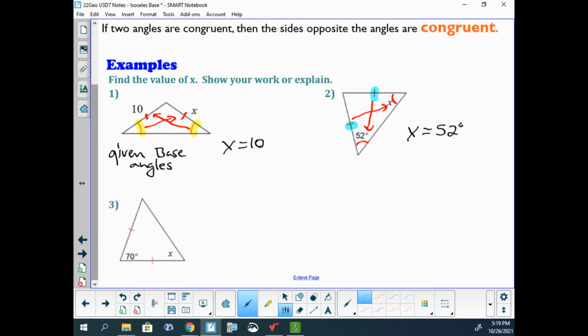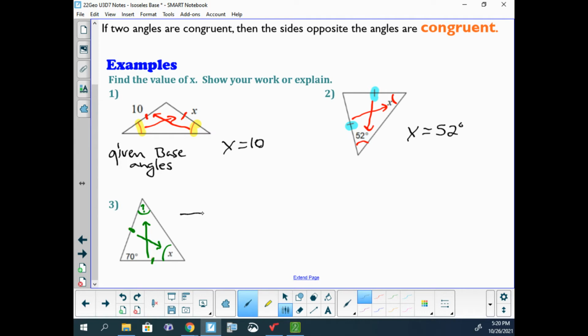Number 3, though, can be a little bit tricky. You have sides again. Here's x, that is congruent because of that tick mark right here that my cursor is pointing to. I just put a little green slash on it. But then there's another tick mark. So the other base angle is across from that. I don't know that. But what I do know is the other angle is 70. 70 is not a base angle.